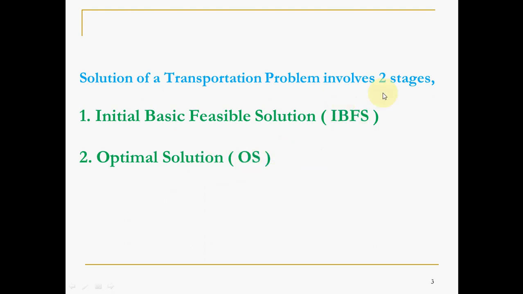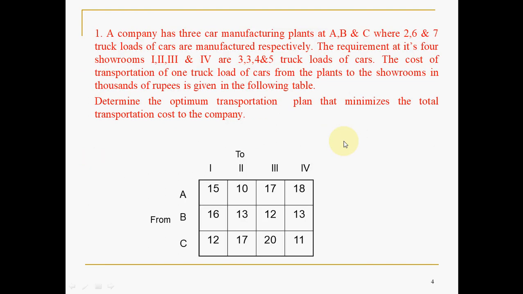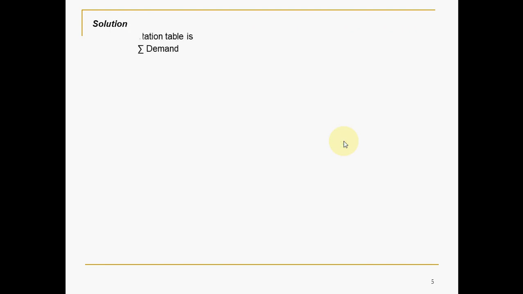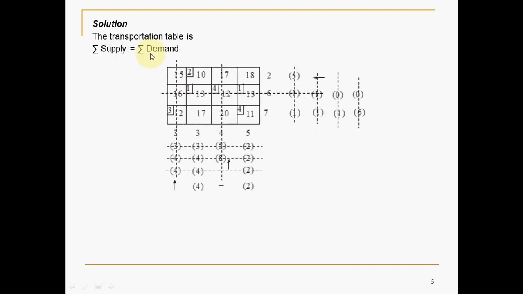That's what I mentioned, it is 2 stages. Fine. IBFS you can find using VAM, no need to find using all the methods. Now let us go to the solution part. The transportation table is like this, and sigma supply equals sigma demand.